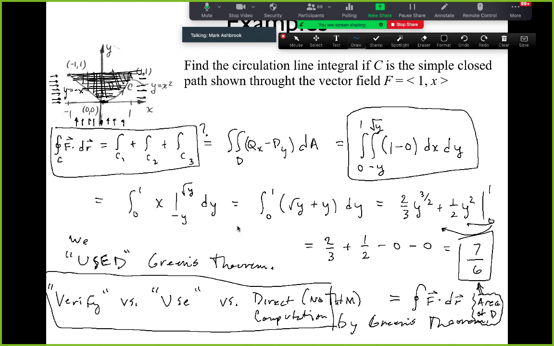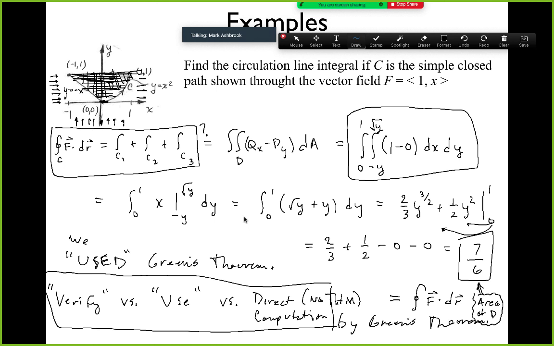All right, questions on this example? Okay, so one more.